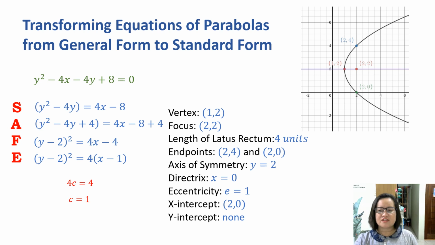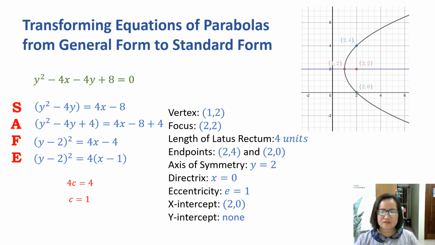Now, to get the equation of the directrix, take note, we have c equals 1. From the vertex, we deduct from the abscissa of the vertex 1, so 1 minus 1, we will have 0. Therefore, the equation of the directrix is x equals 0.